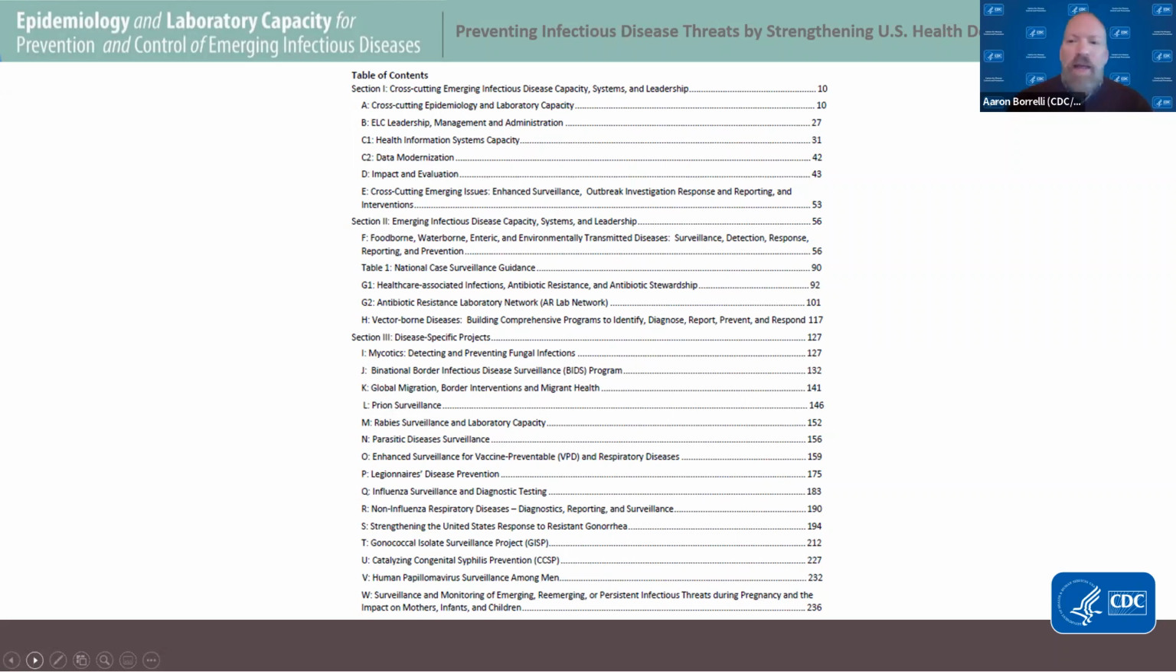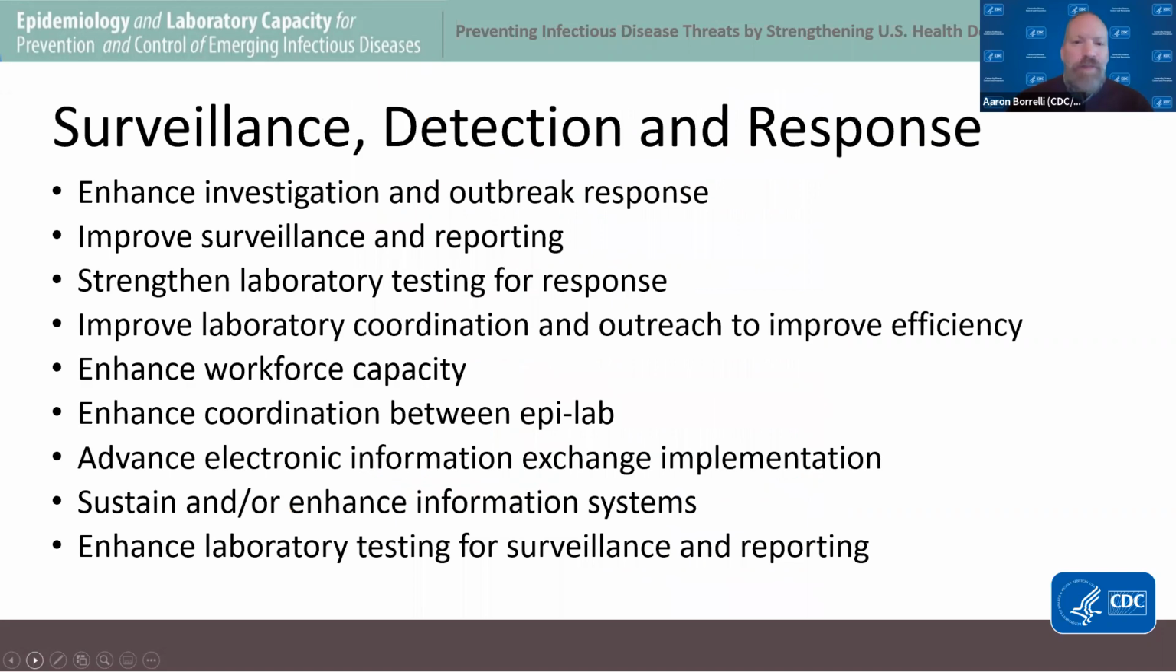And just to highlight for you all for STD related projects, you can see the ones that are lettered S, T, and U are 3 that are very specific to the STD world. And we can go on to the next slide, please.